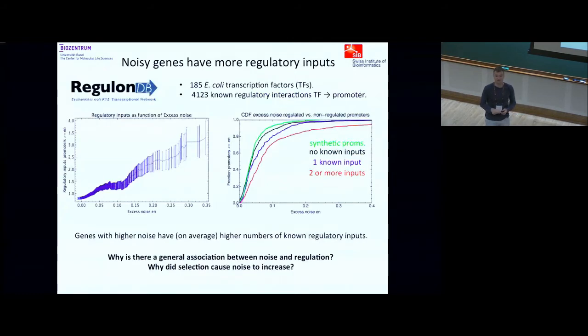It is the number of different transcription factors that have binding sites in that promoter. Absolute number, yes. It's the mean across all the promoters that have this noise level or more.